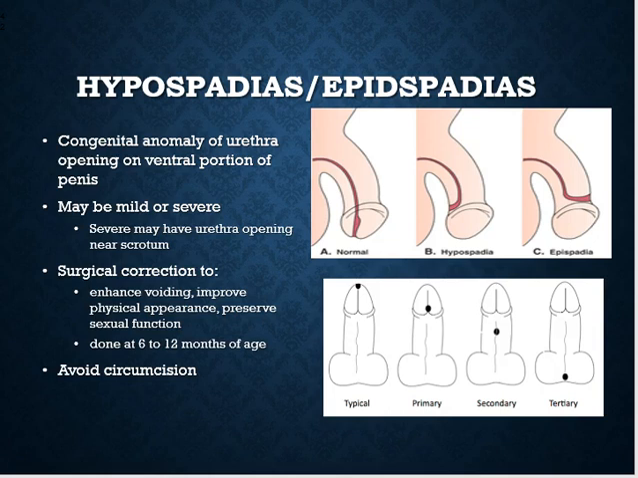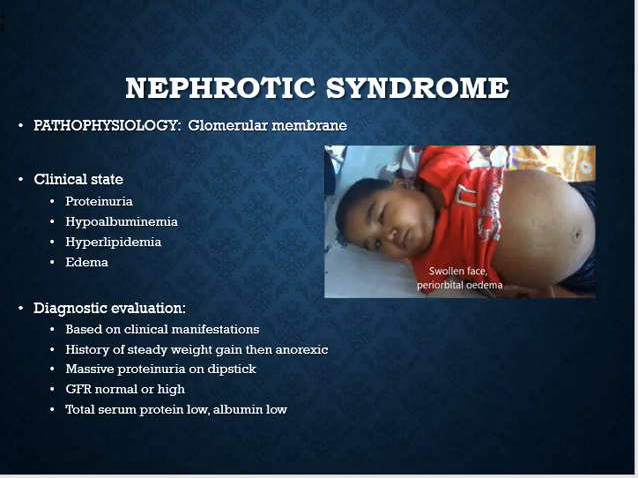So avoiding those circumcisions is key to improve their outcomes of their surgery later on. So let's talk about the kidneys a little bit. We have two things we're going to talk about: nephrotic syndrome and acute glomerulonephritis, or AGN.